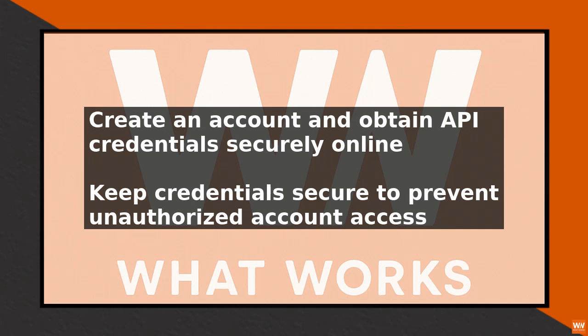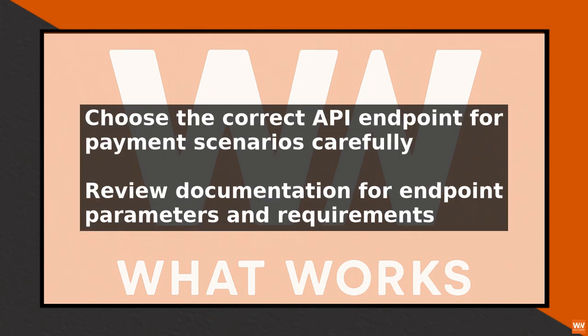When making an API request, include your API credentials in the header of the request. This will authenticate your request and allow you to access the API. Also, make sure to use the correct HTTP method for the endpoint you are using, such as POST or GET.